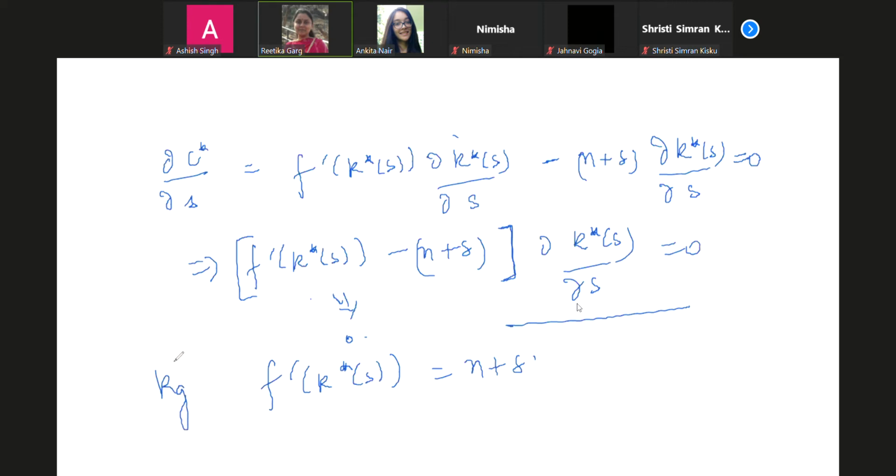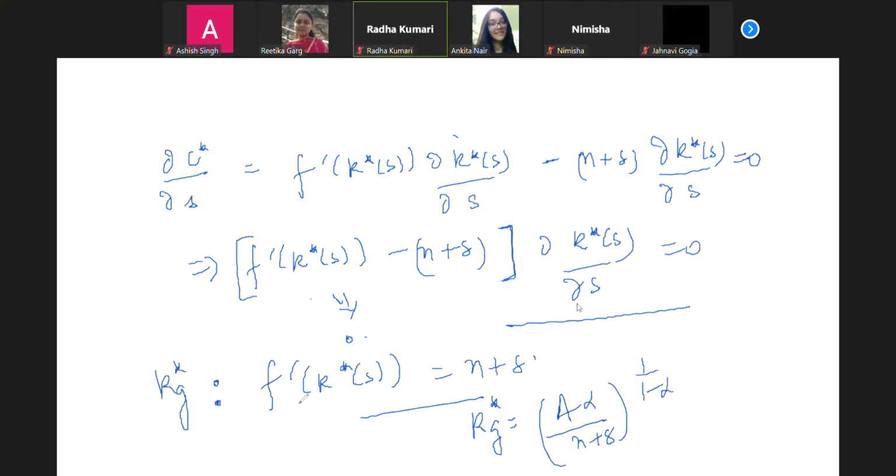So the golden rule of capital labor ratio is such that it satisfies this equation. Now you have the functional form of the production function given to you. You can plug that back here and you will be able to obtain the exact value of the golden rule capital labor ratio when you have the Cobb-Douglas production function. If you plug in those values, what you will end up with is A alpha upon. You can check for yourself that you will get this. Plug back the first derivative of the Cobb-Douglas production function here, and you'll be able to obtain this.